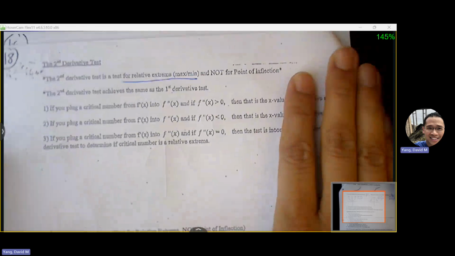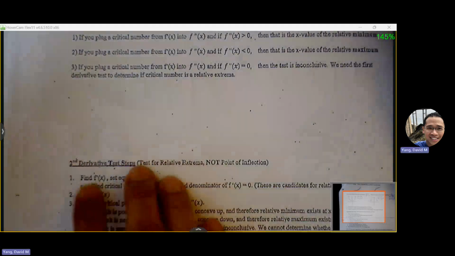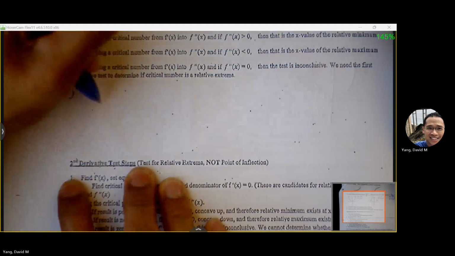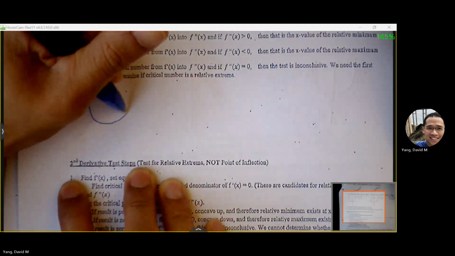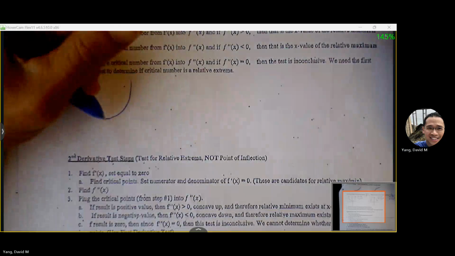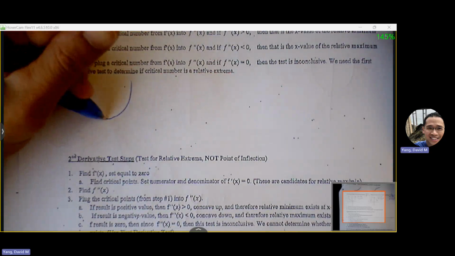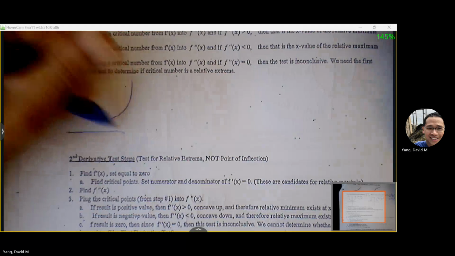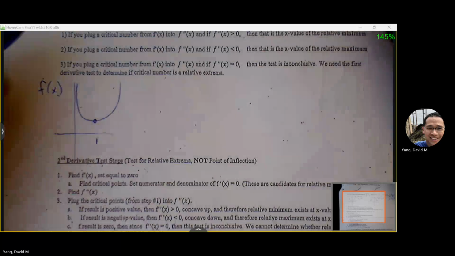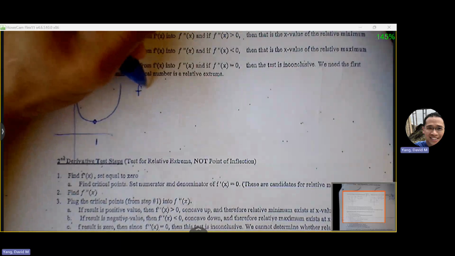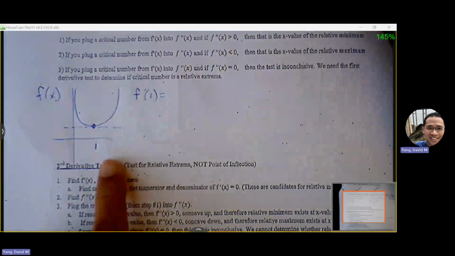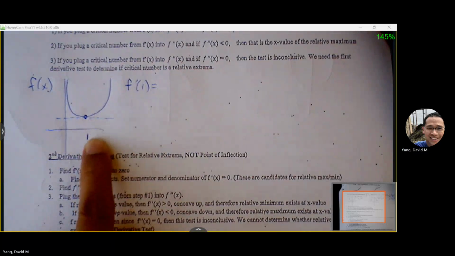So just to demonstrate visually what's going on, let me draw a function graph. Let's say a graph looks like this. And let's say there was a critical point at 1. Right? What would you say f prime of 1 would be? Basically, what is the slope at 1? 0, okay.